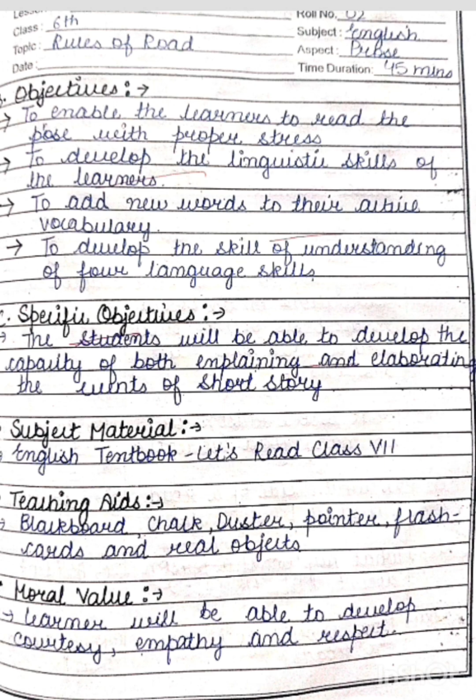read the prose with proper stress. The second one is to develop the linguistic skills of the learner. Third, to add new words to their attitudinal vocabulary. To develop the skill of understanding of four language skills. Okay, now the specific objective is the student will be able to develop the capacity of both explaining and elaborating the events of a short story. The third one is subject material.